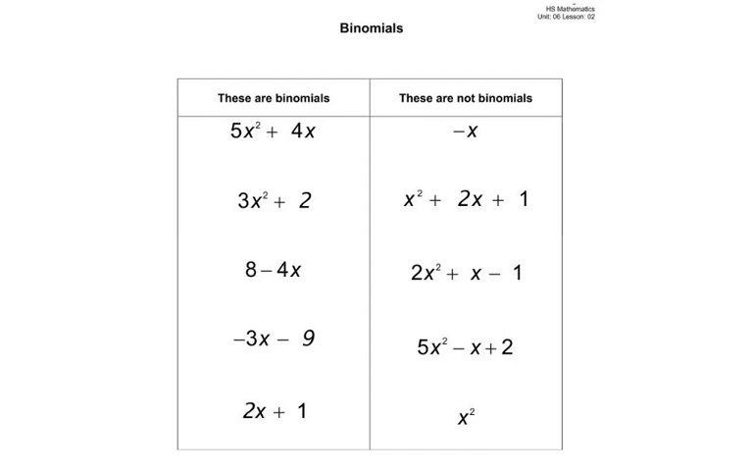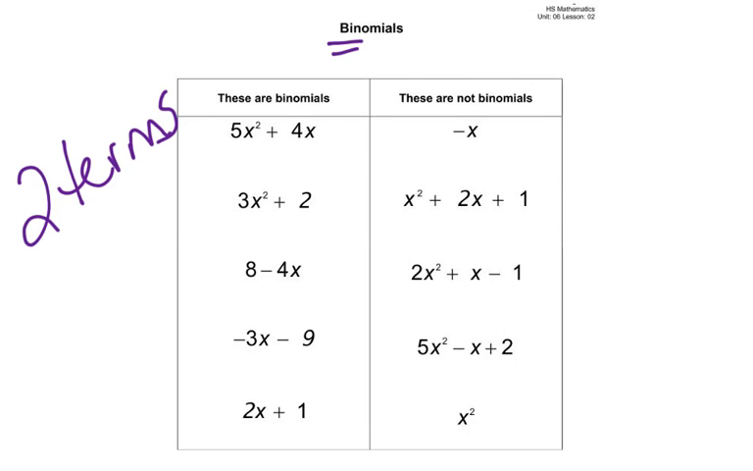These are binomials on the left. 5x squared plus 4x, 3x squared plus 2, 8 minus 4x, negative 3x minus 9, 2x plus 1. Everything on the right is not a binomial. Negative x, x squared plus 2x plus 1, 2x squared plus x minus 1, 5x squared minus x plus 2, x squared. What do all of the ones on the left have in common? They are all two terms.